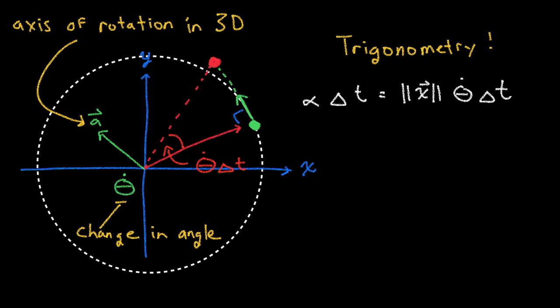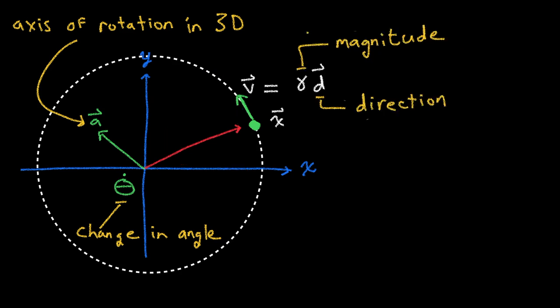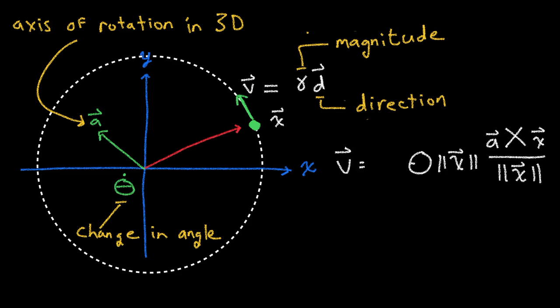We can divide out the delta t's from both sides, and this implies that alpha is really equal to the magnitude of x times theta dot, which is really nice because now we have an equation that relates alpha to the angular time rate of change. Now we can substitute in our new definitions of alpha and d, and this gives us the following equation. Now we can cancel out the magnitude of x, and we wind up with something quite elegant.